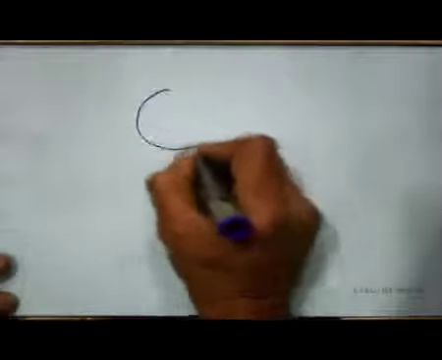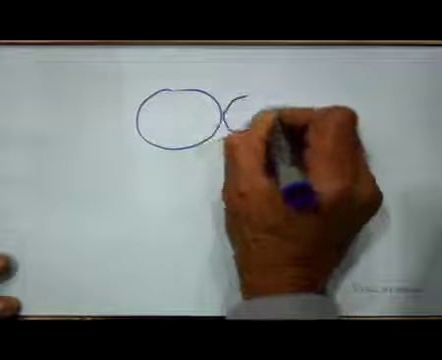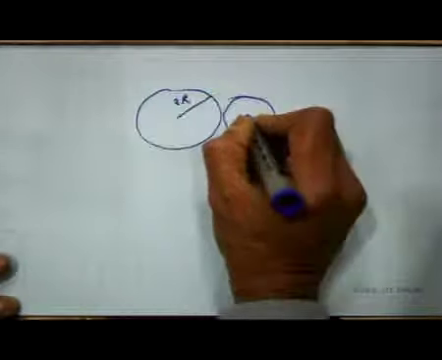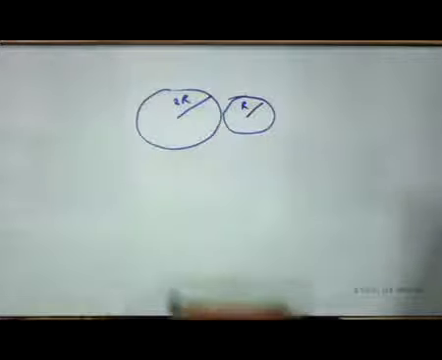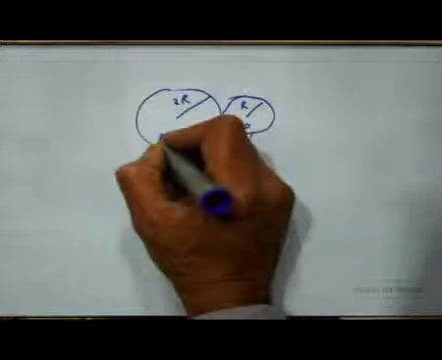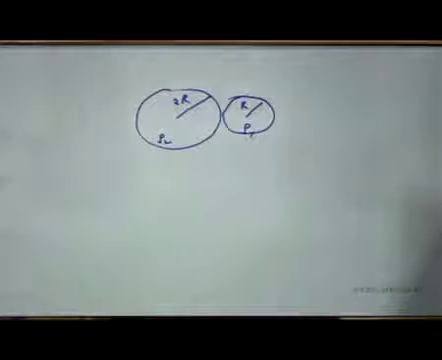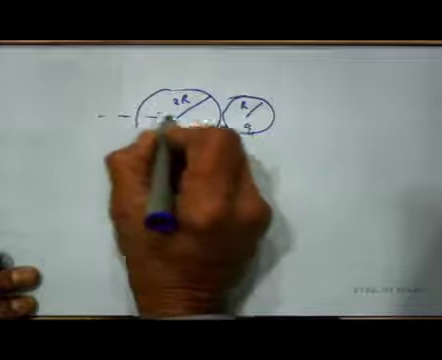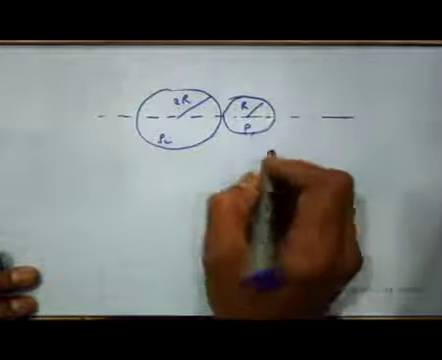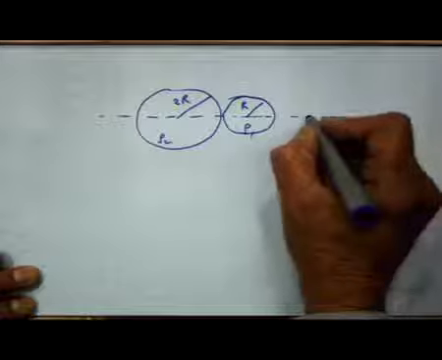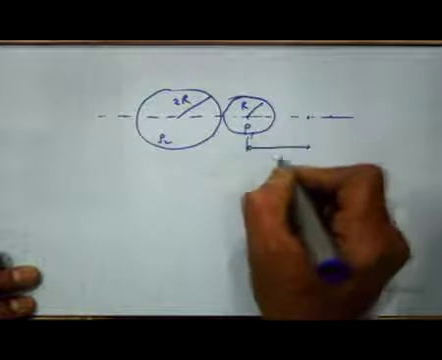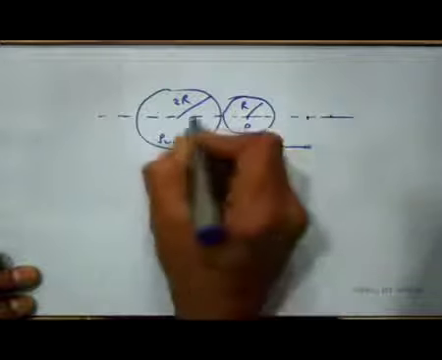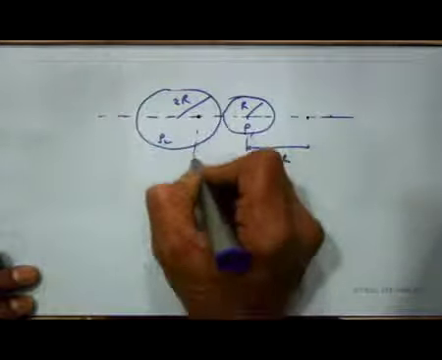Okay, so let me draw the figure. So, you have a bigger sphere and a smaller sphere. This is radius 2r, this is radius r. So, rho 1 is the charge density here, rho 2 is the charge density here. It is given that at a distance 2r from the center of the smaller sphere, on the line joining the two centers, the electric field happens to be 0. So, let me draw the line joining the centers. There is one point at a distance 2r from here, and there is another point here which is also at a distance 2r from here.